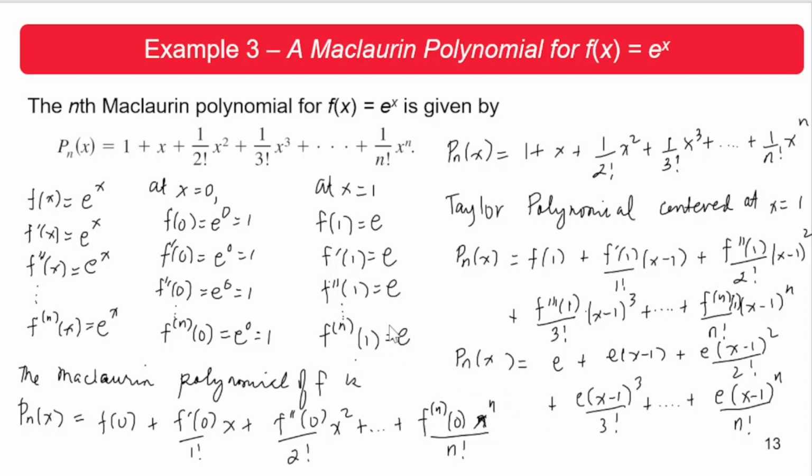plus the value of the third derivative of the function at x equals 1, which is also e, times x minus 1 to the third power over 3 factorial, plus and so on and so forth, plus the value of the nth derivative at c equals 1, which is also e, times x minus 1 to the n power all over n factorial.